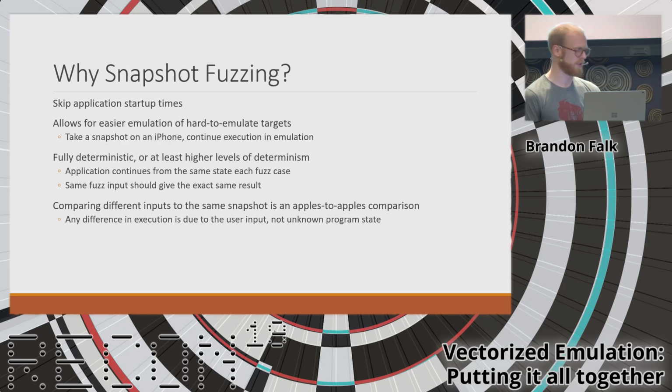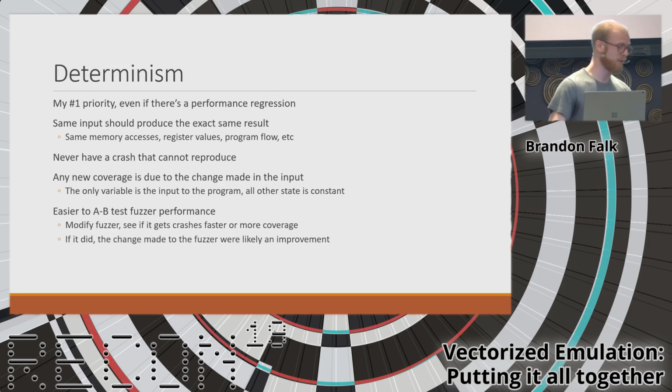Finally, snapshot fuzzing is much more deterministic. It typically should be fully deterministic, but you might have some entropy sneak in. But what's nice is since you're starting from the same state of the program every time, if you pass through the same input, you should get the same result. Maybe you have a bug, I don't know, it varies. And I actually have a whole slide, because determinism means that much to me.